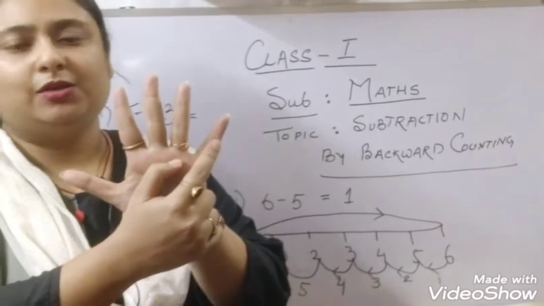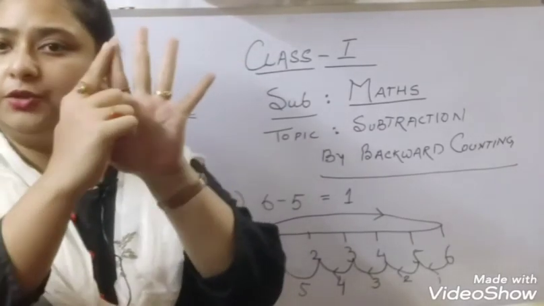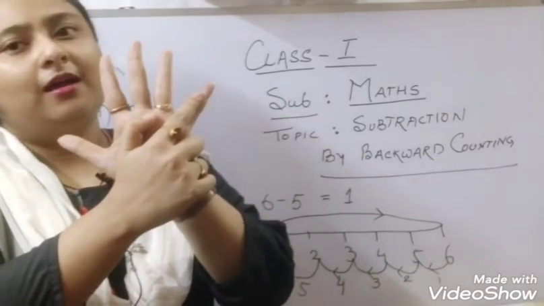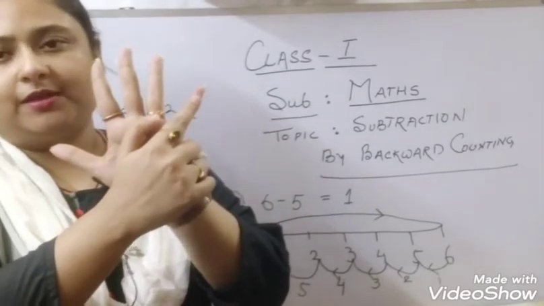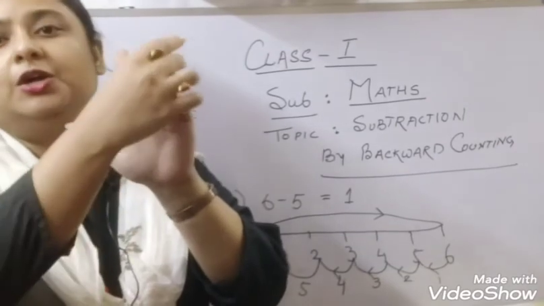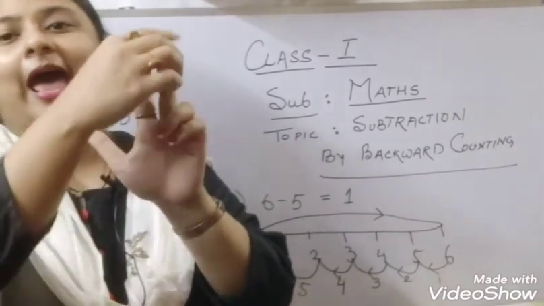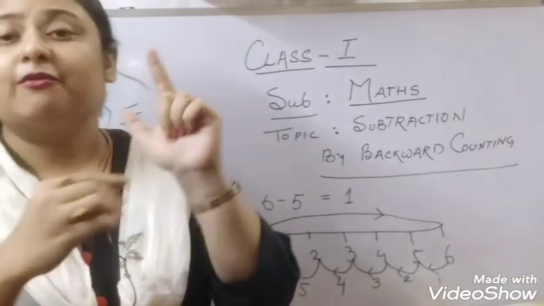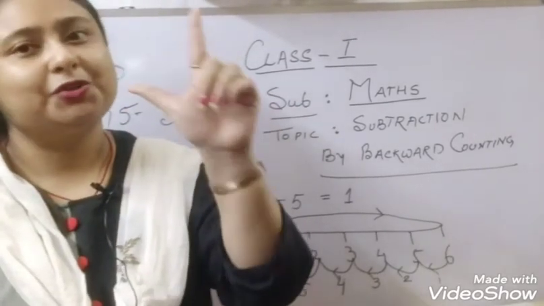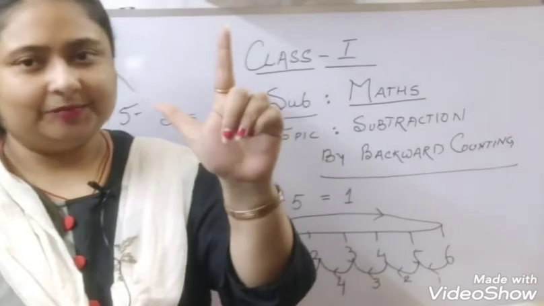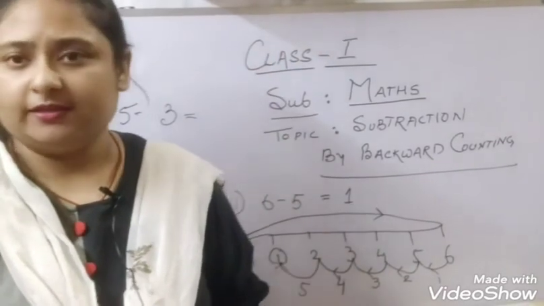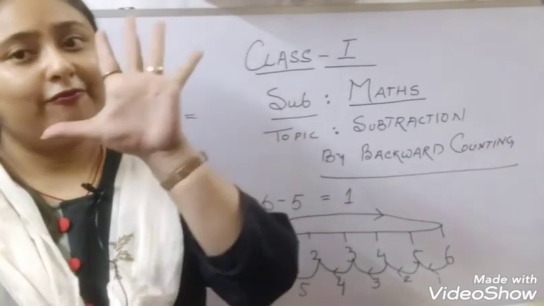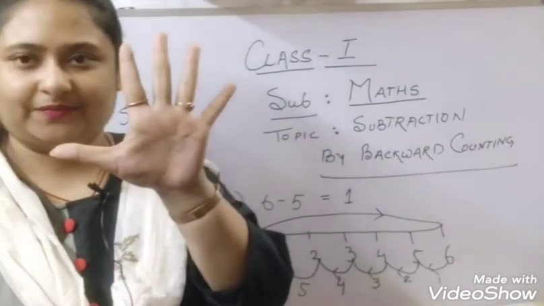So this is 1, 2, 3, 4 and 5. Let's do a minus from backwards. So 1, 2 and 3. So children, we are left with 2, isn't it? Let's just rewind the process again. Let's assume we have 5 items.